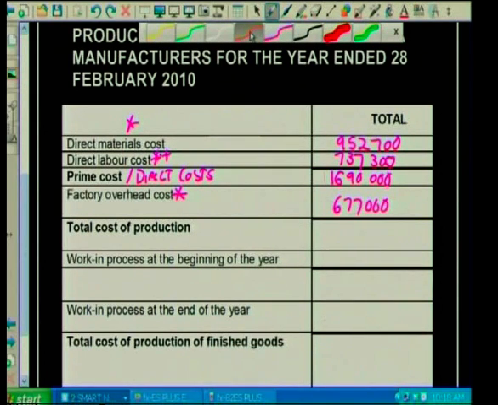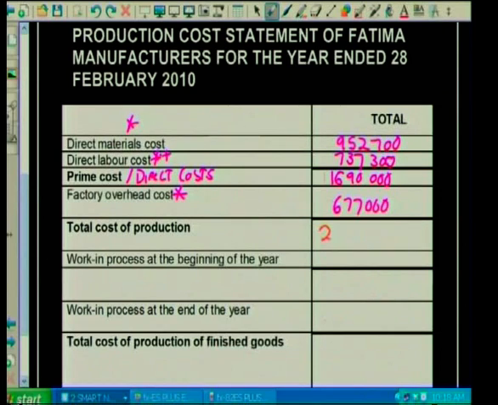So let's fill that in. We are going to record our amount of 2,367,000. Okay, right, almost done. We now have our work in progress at the beginning of the year, which we're going to add, and work in progress at the end of the year, which we're going to subtract, and that will give us our total cost of production of finished goods for the year.